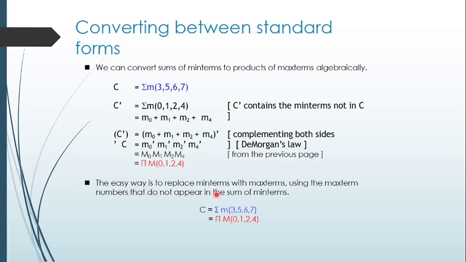The easy way to replace minterm with maxterm is using the maxterm numbers that do not appear in the sum of minterms. So technically C is the same thing: sum of minterms 3, 5, 6 and 7, or product of maxterms M0, M1, M2 and M4. You can simply write these numbers as M0 plus M1 plus M2 plus M4 is C prime.